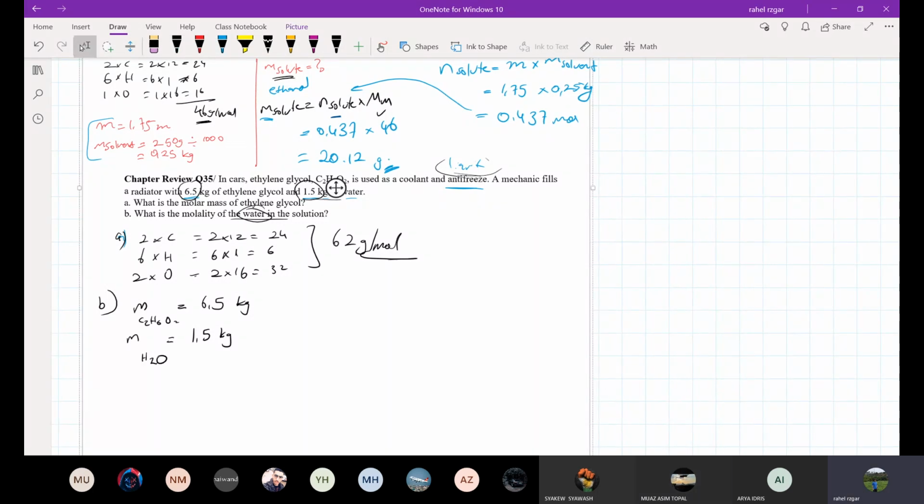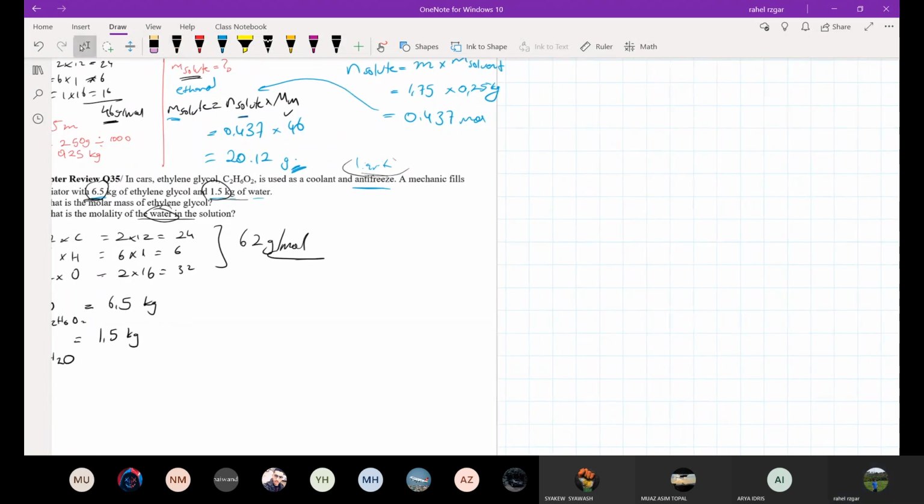Amount? Yes. You have to look at the amounts. You have to look at their moles actually. You have to find their moles in order to be sure. But this time, for this question, the amounts are so different. You can be sure that the amount of ethylene glycol, even in moles, will be bigger than water. Let's find the moles of C2H6O2. What is the mass? 6.5 kilograms. But in order to find mole, be very careful. The mass of the substance must always be in grams.